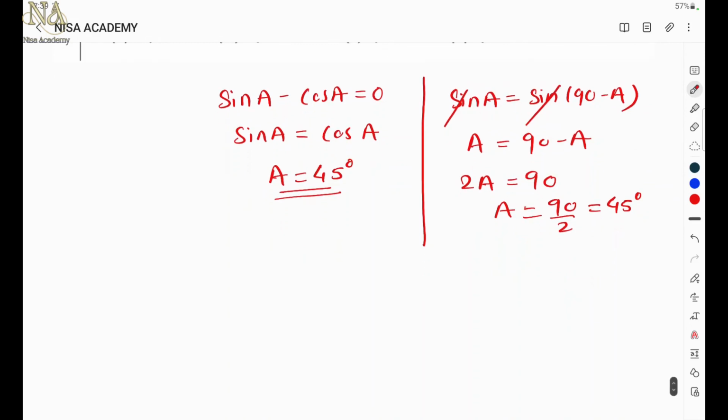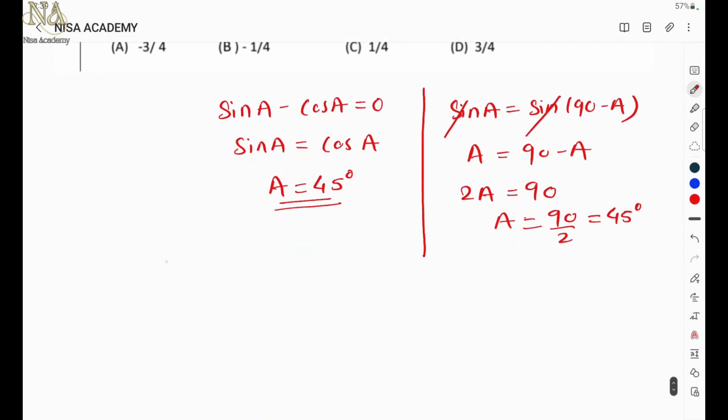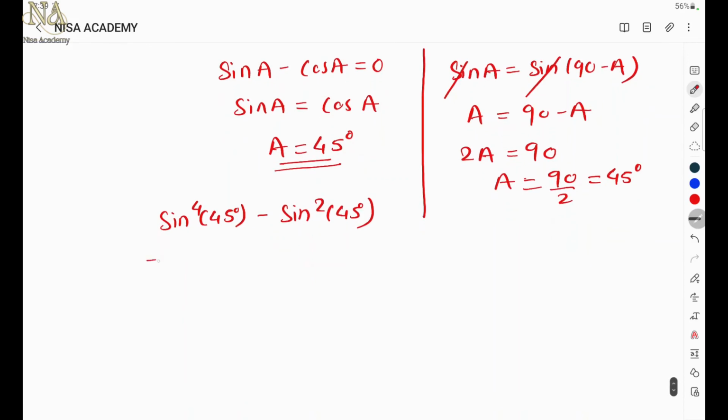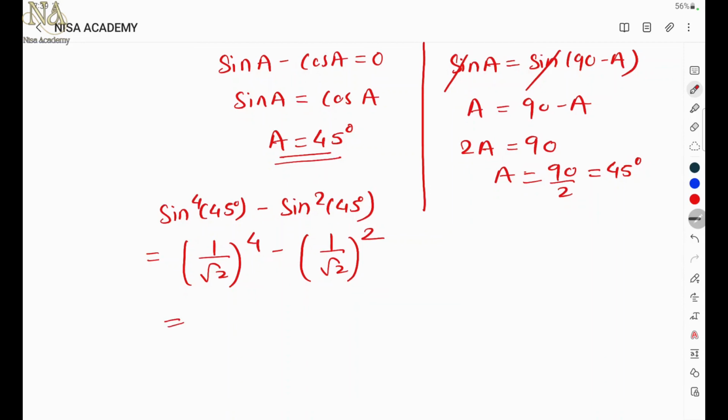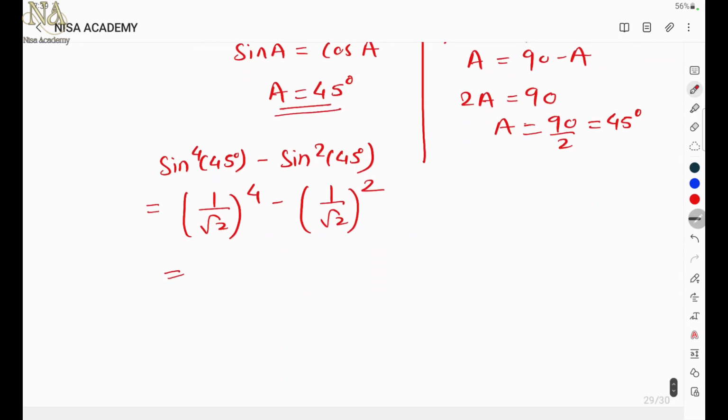So, a is 45. Now, just substitute here. Sine 45 degree raised to 4 minus sine square 45. We know sine 45 is 1 upon root 2. So, 1 upon root 2 raised to 4. This is 1 upon root 2 square, whole square. 1 upon root 2 square is 1 upon 2, right? And square 4 means another square, which is 1 by 4, correct?